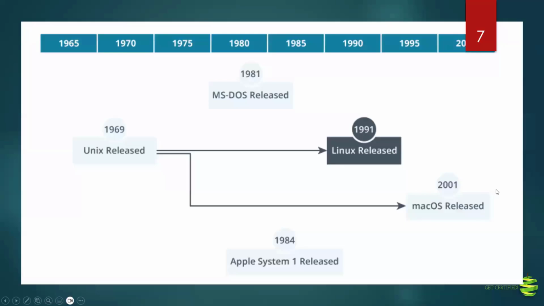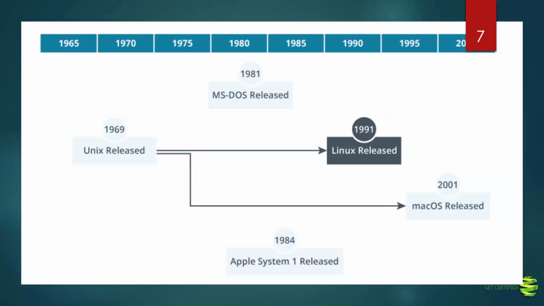So if we see the history of Linux when it was released and compare it to other operating systems, you will see that back in 1969, Unix was released, and then MS-DOS, which is the Microsoft operating system. In 1984, Apple System 1 was released, and in 1991, Linux was released by Linus. And Mac OS, which is the Mac operating system from Apple, was released in 2001. The version that we are using now is based on the 2001 release, right?